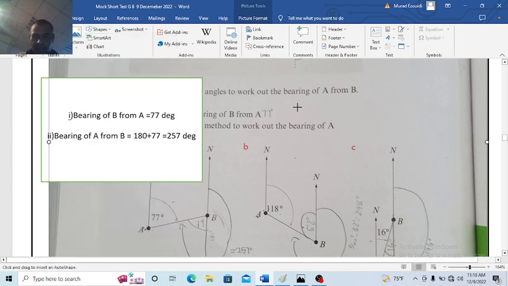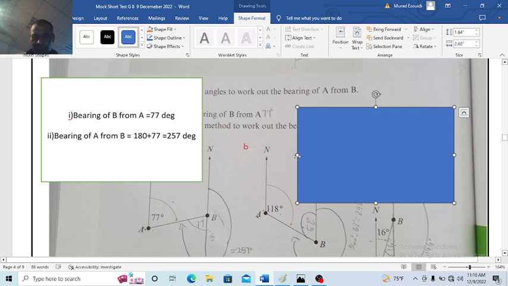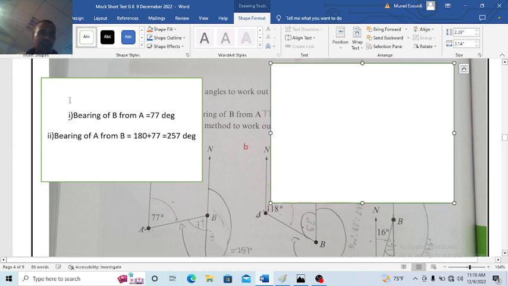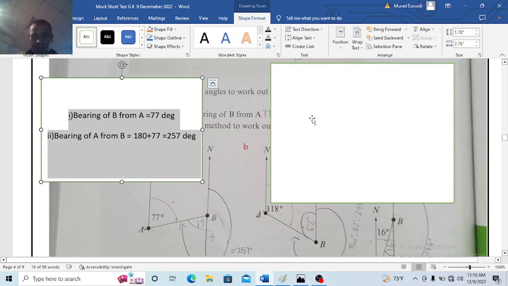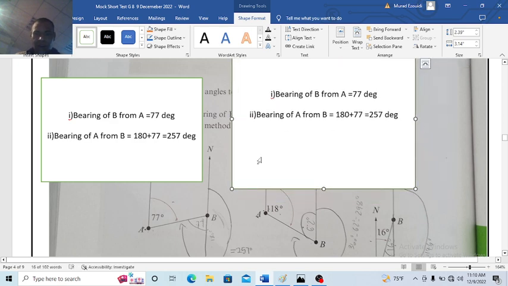I will use this one. I will try to solve now the C. Okay, here we have bearing of, I will use this one, so not to repeat again. So the question now is what, my learners? Try to find the bearing of B from A, which is equal in fact to 118 degree.